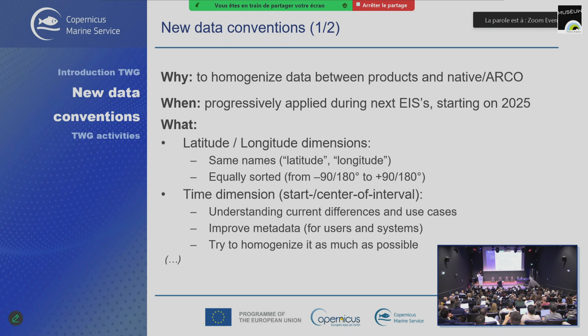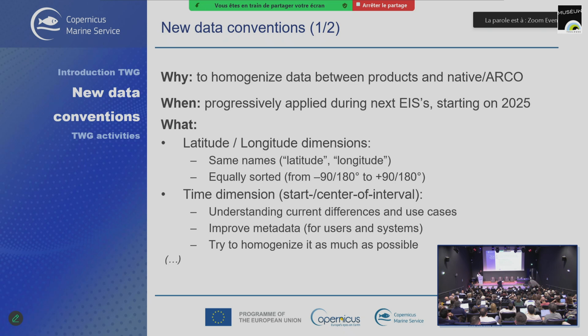The purpose is to homogenize data between products themselves, to help the interoperability of the products, and to homogenize also native and ARCO formats. When? Well, during this year. Starting, maybe, by adapting the first convention during the June release of 2025, or in case, do something for the November release, toward the end of the year. What are the topics? Some are hotter than others, so there will be more discussion for some of them.